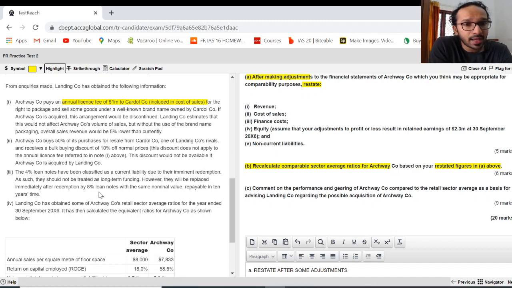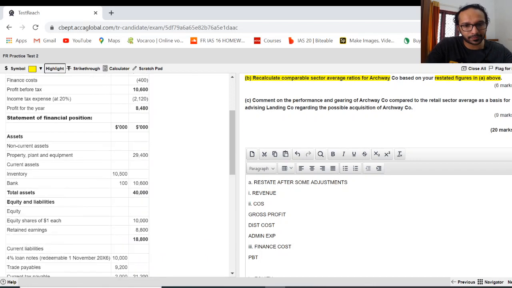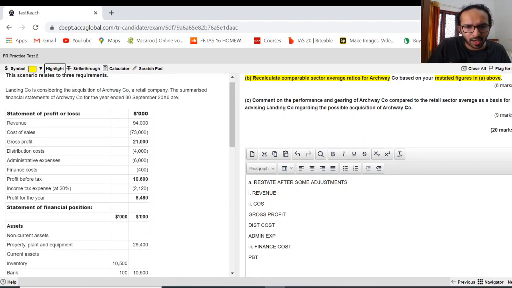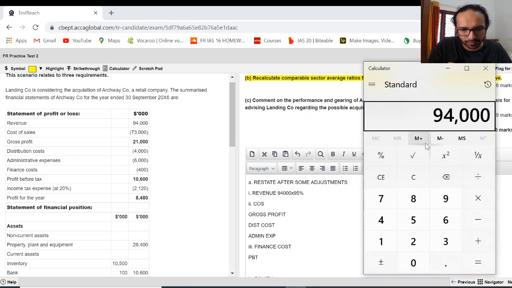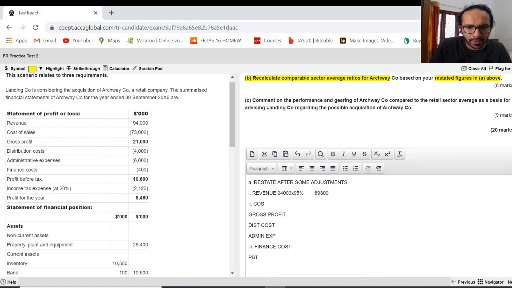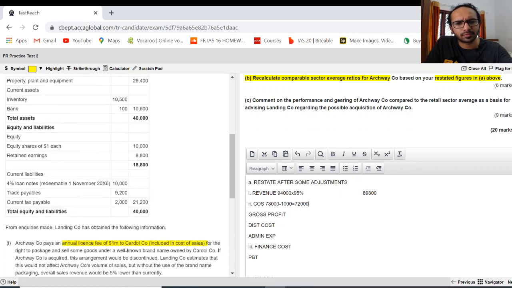So no need to pay the annual license fee. And landing company estimates that this would not affect the company's volume of sales, but without the use of the brand name, overall sales value should be 5% lower than the current amount. Okay. So there will be a change in the revenue figure. The revenue figure now is 94,000, and if you are removing that, we'll be getting only the 95% figure. 5% of the sales will be lost. So remaining 95%, 89,300. And regarding cost of sales, the current cost of sales is 73,000, and we need not pay that licensing fee of 1,000. So the cost of sales figure will become 72,000.